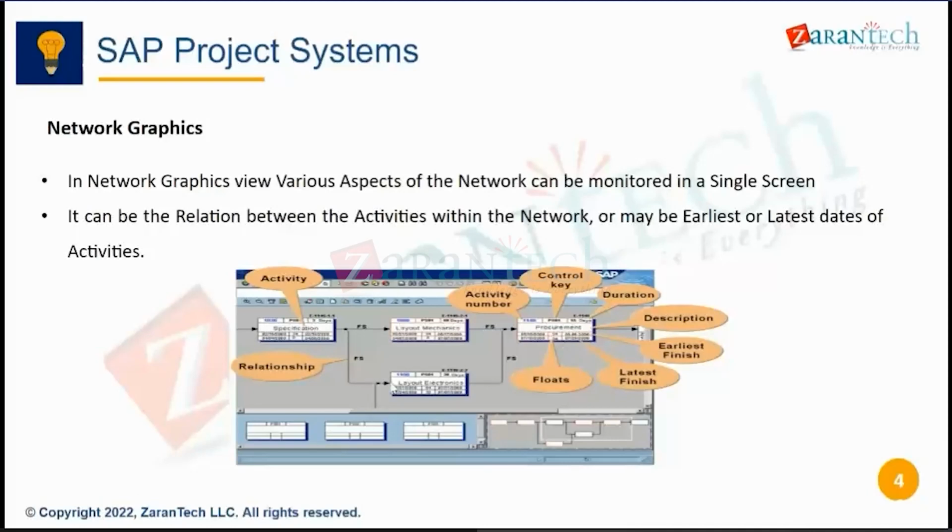These lines which connect activity boxes are relationships. We saw there are 4 types of relationships: FS, FF, SF, and SS. Then these 2 figures in the center are floats. I just showed this right now.